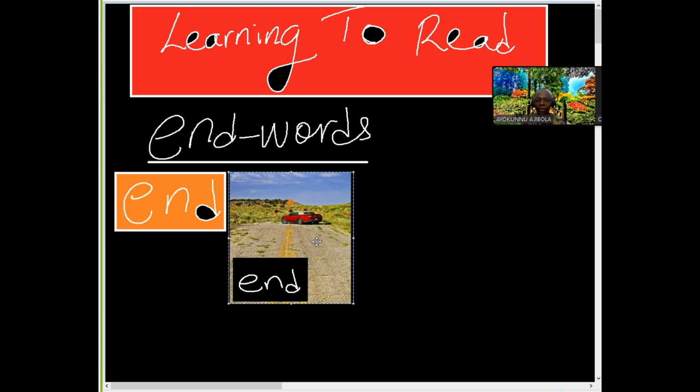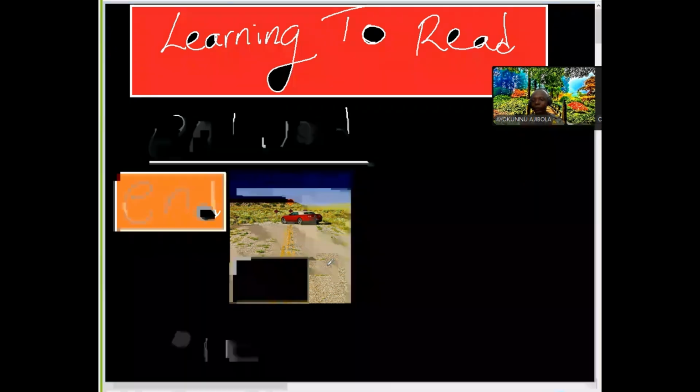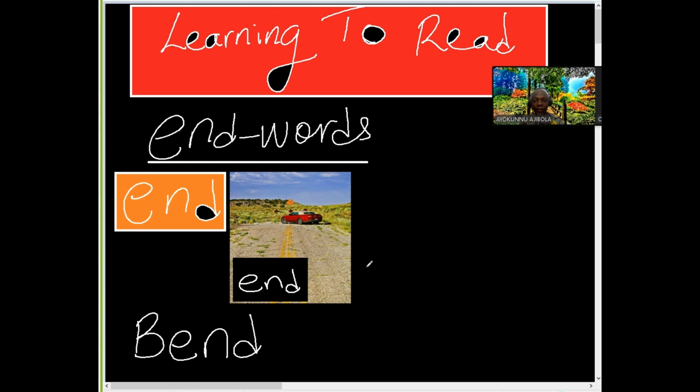End. Very good. Now, if we put a letter beside the end, let us say letter B, B sounds B. So it's going to become bend. It's going to become what? Bend. I did not say bad, I said bend. Let me hear that again. Bend. Very good.